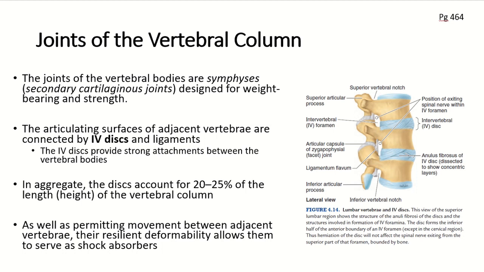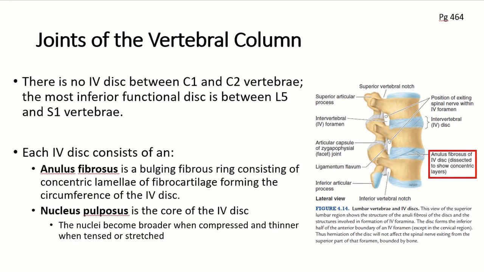Each intervertebral disc consists of an annulus fibrosus, which is the outer, more fibrotic part, and then on the inside you get the nucleus pulposus, which is the core of the intervertebral disc. So that annulus fibrosus, which is Latin for ring, is a bulging fibrous ring that consists of concentric laminae or layers of fibrocartilage forming the circumference of the intervertebral disc. So just the outside part of it.